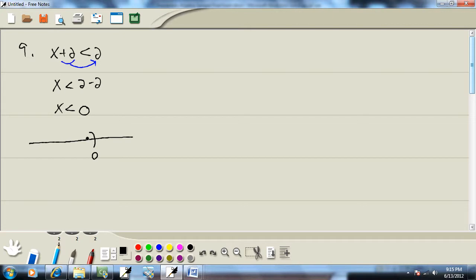Now to graph this. X is less than 0. I'll put a 0 here, and less than I'm shading to the left. And since it's actually a less than, that means it doesn't include a 0, so that's why we put a parentheses here. If this had been less than or equal to, it would be a bracket.